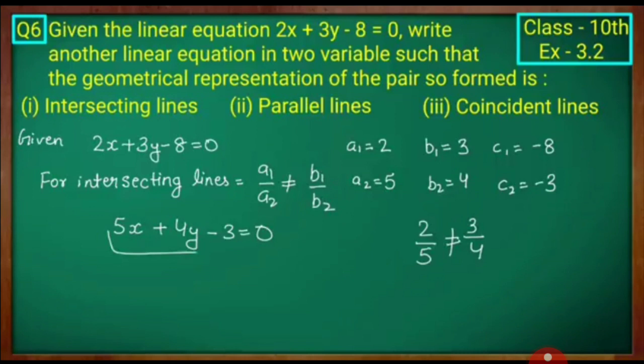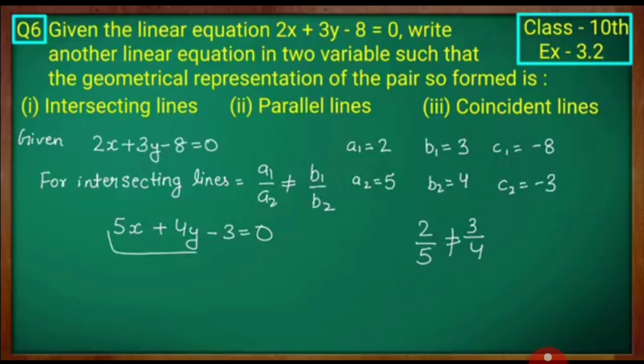If we take the value of a2 as 5, b2 as 4 and c2 as minus 3, when you find the ratio of a1 upon a2, you will get 2 upon 5, and b1 upon b2 will be 3 upon 4. Now you can see a1 upon a2, which is 2 upon 5, does not equal 3 upon 4. So therefore a1 upon a2 does not equal b1 upon b2.